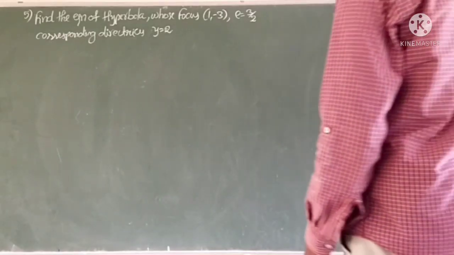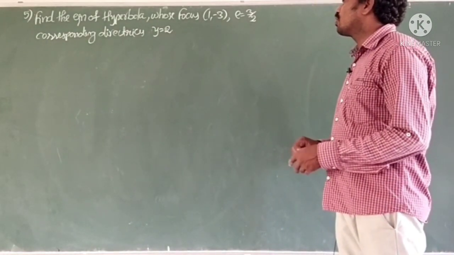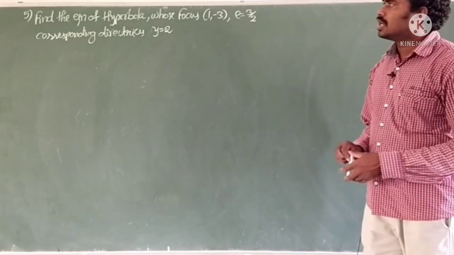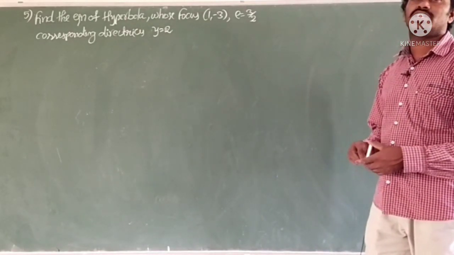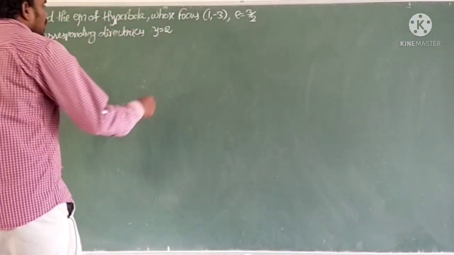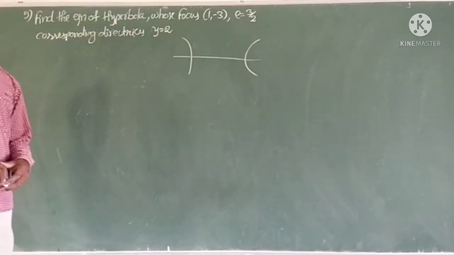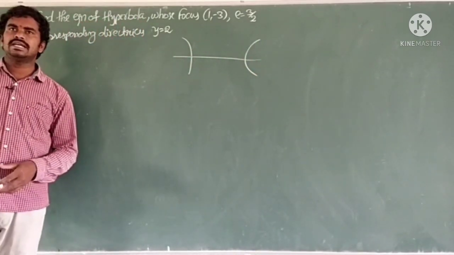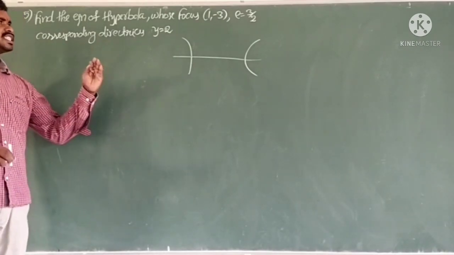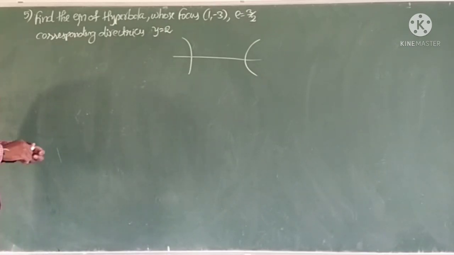Yes, fifth question. Find the equation of hyperbola whose focus is (1, minus 3), eccentricity 3 by 2, corresponding directrix y equal to 2. In a parabola, the condition is SP by PM equal to 1; in ellipse and hyperbola SP by PM equal to e. So eccentricity must be given for hyperbola, ellipse also.